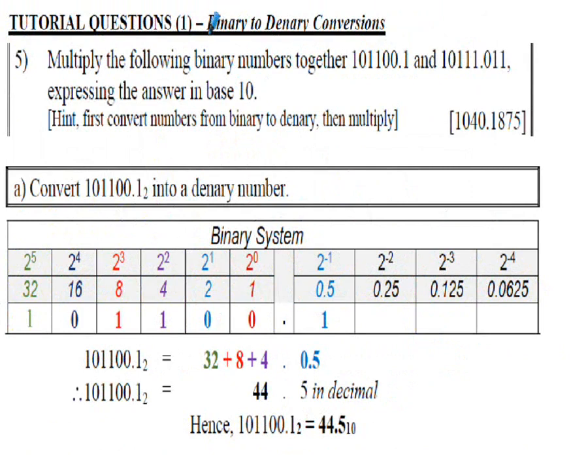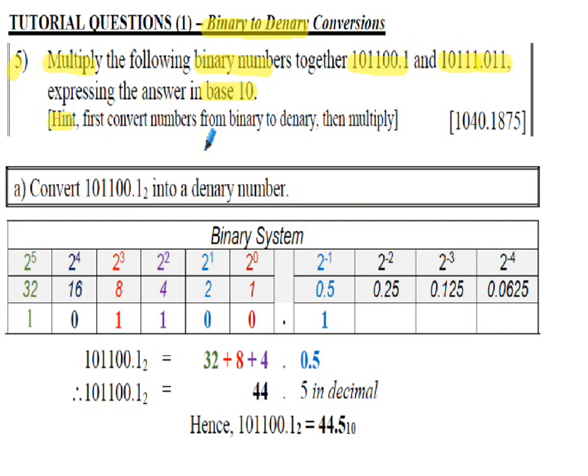Tutorial questions continued, binary to denary conversions. Question 5. We're asked to multiply the following binary numbers together. The numbers are 101100.1 and 10111.011. We have to express the answer in terms of base 10. The hint given in the question is to first convert the numbers into denary and then multiply.